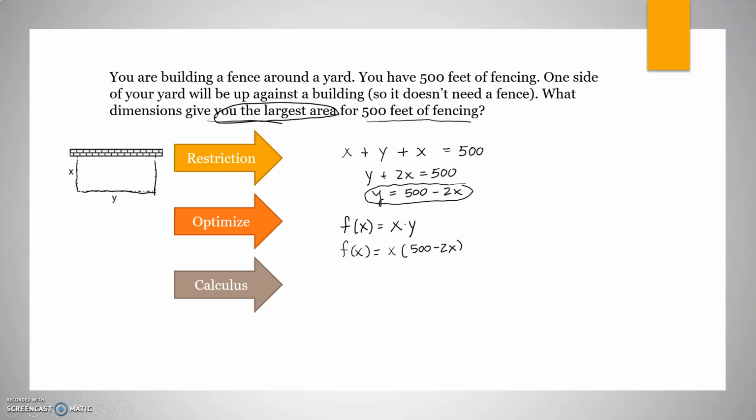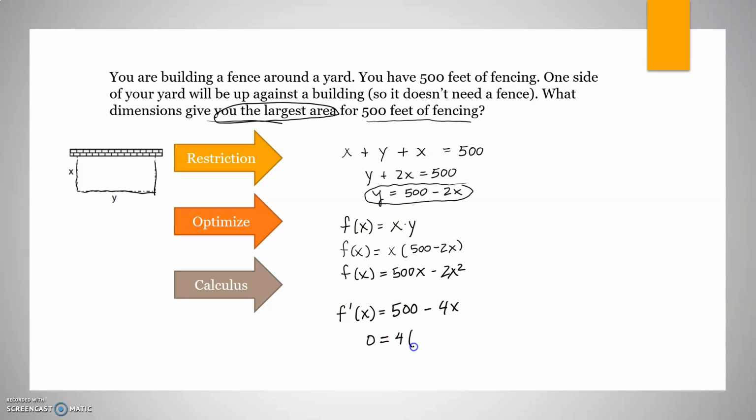You could do the product rule, or you could distribute and then take the derivative of that. I'm going to go ahead and distribute. Okay, so now doing calculus, I'm going to take a first derivative, and I'm going to set that equal to 0 or undefined, but in this case it's going to be 0.